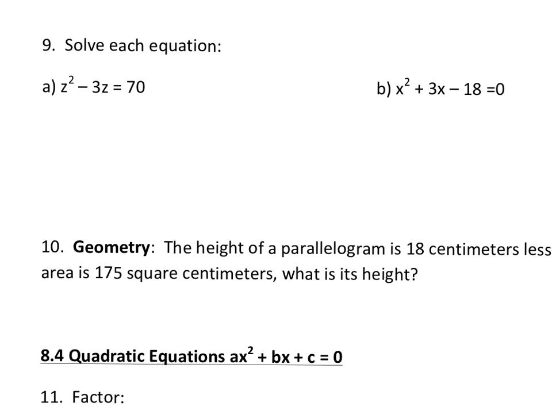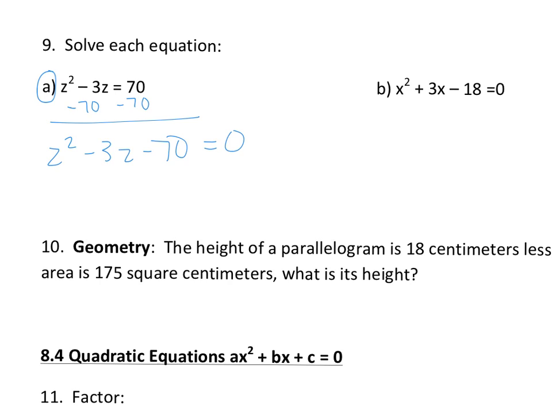Number 9 says solve each equation, and let's look at 9a. The first thing we need to do with this equation is get this equal to 0. So I'm going to subtract 70 from both sides and get z squared minus 3z minus 70 equals 0.